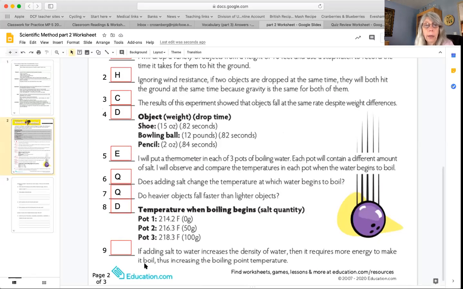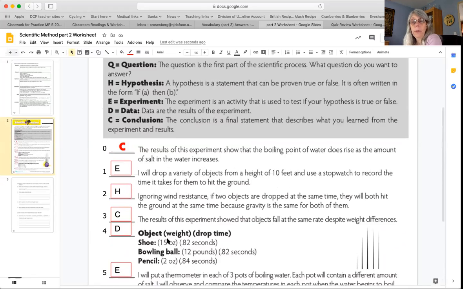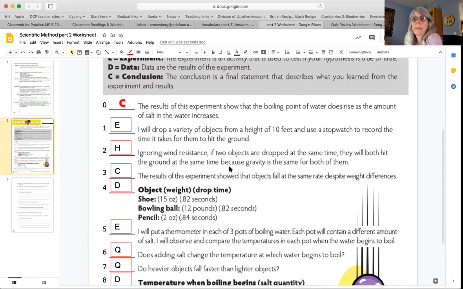And our last one here: if adding salt to water increases the density of the water, then it requires more energy to make it boil, thus increasing the boiling point temperature. If we do that, then this is necessary. That's our hypothesis; we're predicting whether that's going to be true. All right. So make sure you have the right answers in the right places on this. Let me know if you don't understand why something is what it is.